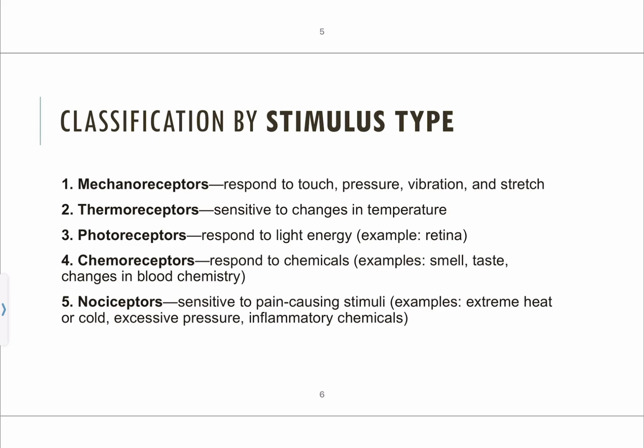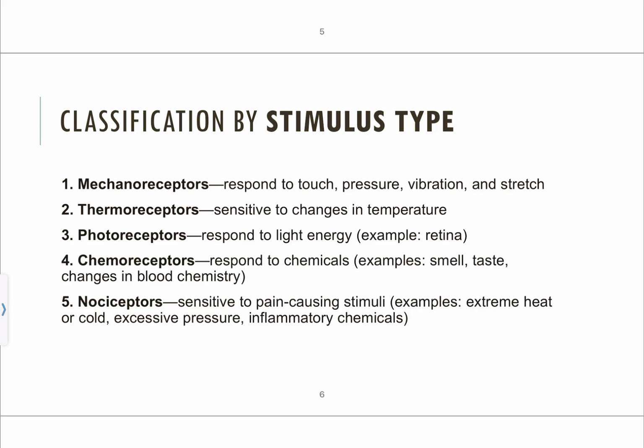We also have photoreceptors. These are in our special sense organs, our eyes, for example our retina, and they respond to light energy. We also have chemoreceptors all over our body, and these respond to chemicals themselves. For example, when we smell something or taste something, or if we have changes in blood chemistry. That's a huge component of AMP2 when you get to acid-base balance and being able to sense osmolality, or the concentration of different ions within the blood.